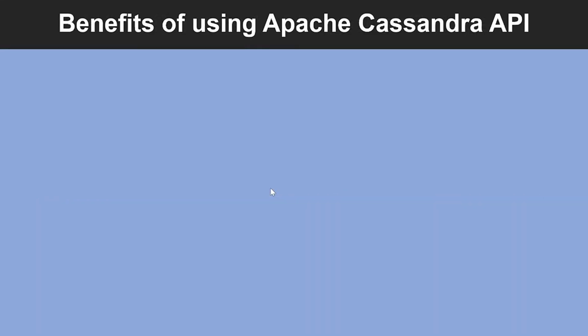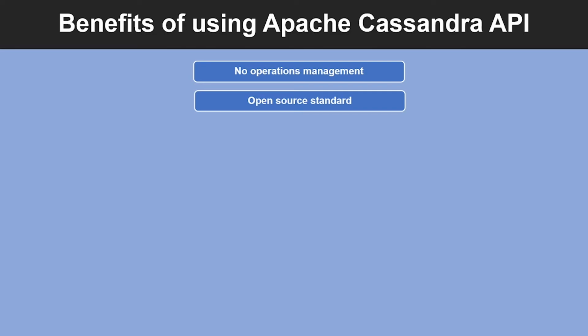Now let's look into the benefits of using the Apache Cassandra API for Cosmos DB. First is no operations management. As a fully managed cloud service, Azure Cosmos Cassandra API removes the overhead of managing and monitoring a myriad of settings across OS, JVM, and YAML files and their interactions. Then, despite being a fully managed service, Cassandra API still supports a large surface area of the native Apache Cassandra wire protocol. This allows you to build applications on a widely used and cloud agnostic open source standard.